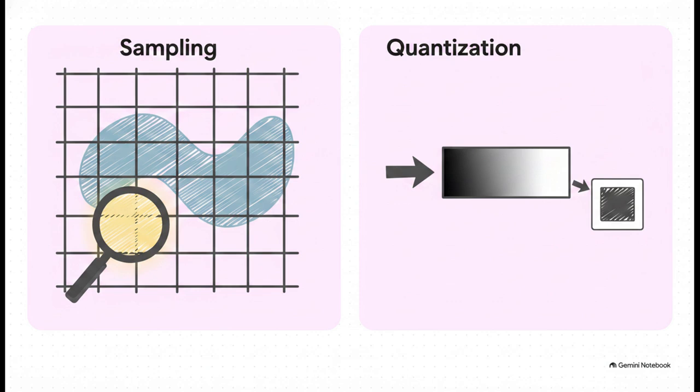Quantization, on the flip side, answers the question, value. It looks at the brightness of the light in that pixel and assigns it a discrete number. In a standard 8-bit grayscale image, because 2 to the power of 8 equals 256, that value is going to be a number from 0, which is pure black, all the way to 255, which is pure white.